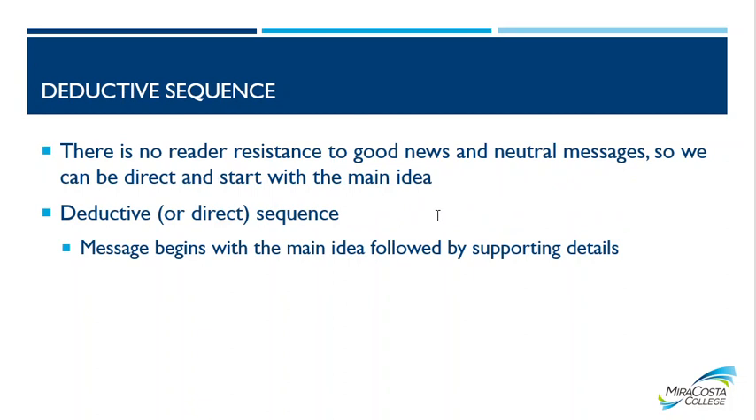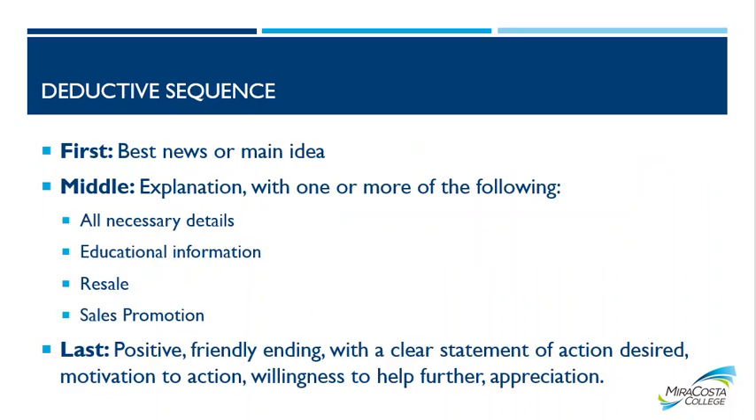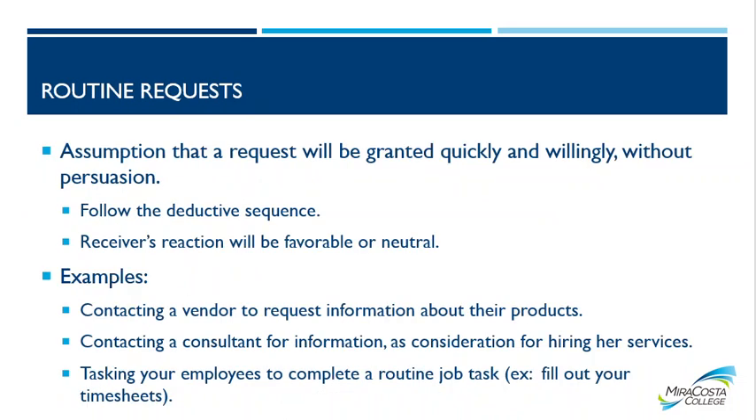Deductive or direct sequence: the message begins with the main idea followed by supporting details. First, best news or main idea. Middle, you have your explanation with more or one of the following from this list here. You can include all necessary details, educational information, resale, and sales promotion. And then lastly, of the deductive sequence, positive, friendly, ending with a clear statement of action desired, motivation to action, willingness to help, further appreciation.